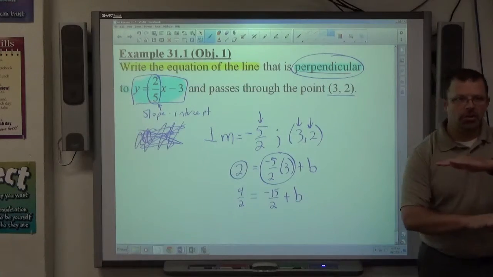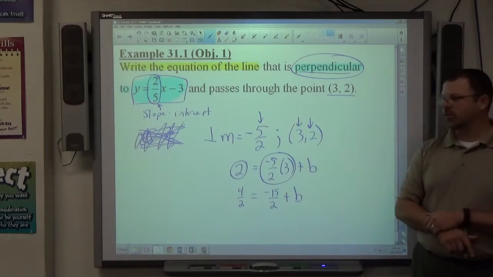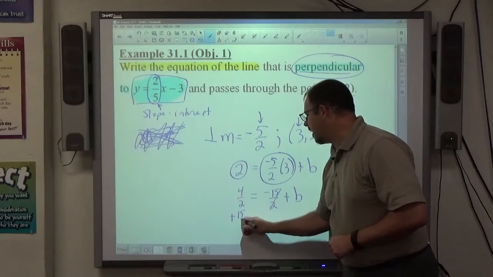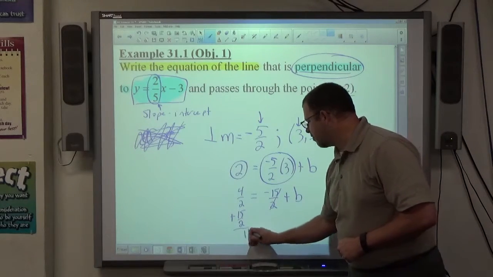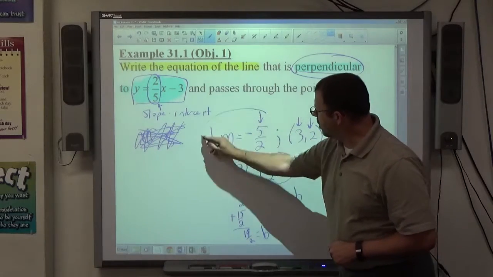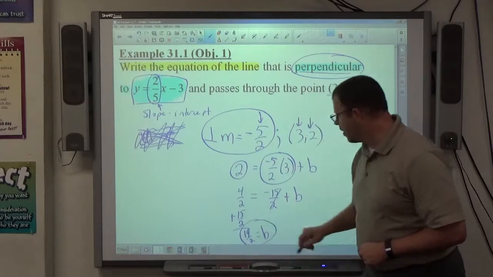I can't just put it over 2. I've got to make it equivalent, right? 4 over 2 equals 2, but this has the right denominator. Move the 15/2 over, so plus 15/2. 4/2 and 15/2 makes 19/2. So at this point, I know the slope. I know the y-intercept, so now I know the equation.